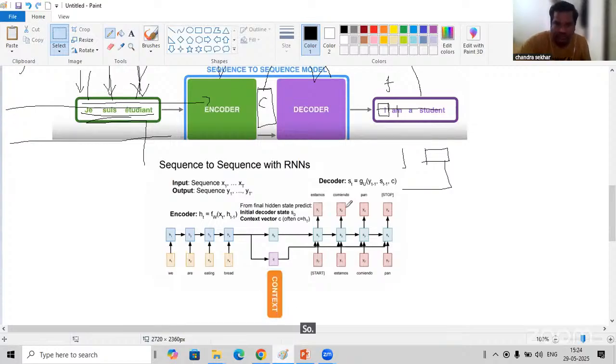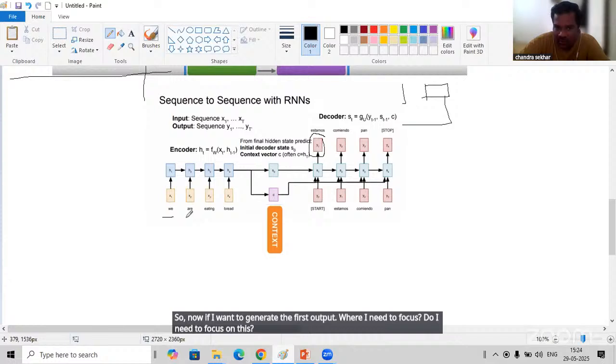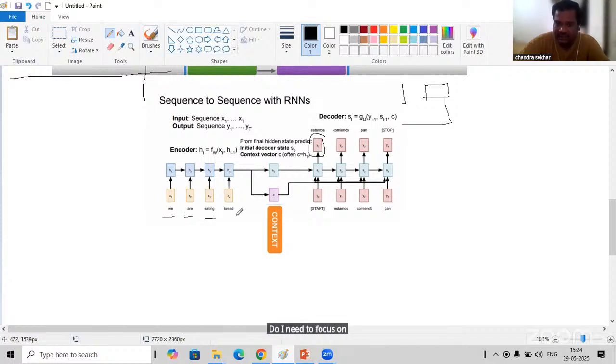Now if I want to generate the first output, where do I need to focus? Do I need to focus on this? Do I need to focus on this? This is not given by the context. The context is a common single vector, a generalized vector which summarizes the information from these inputs.